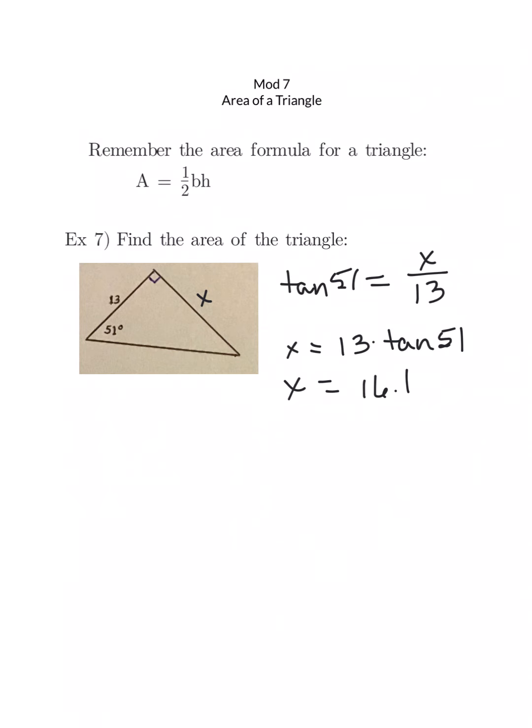Now we can find the area of the triangle. Area equals 1/2 times, it doesn't matter which leg you call the base and which leg you call the height, the two legs are the base and the height. So times the 13 times the 16.1, and you do that calculation, you get area of 104.65. They didn't give us any units, so we don't have any units to put on here as a label.